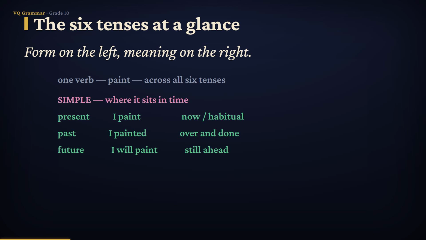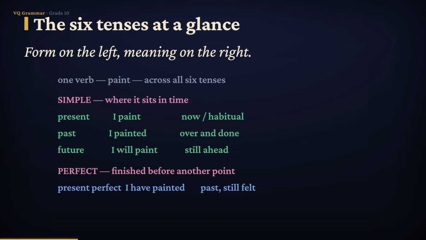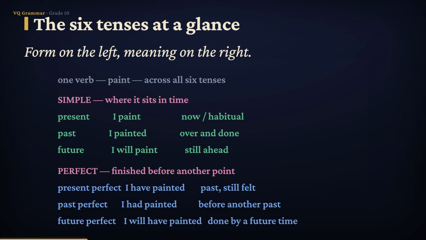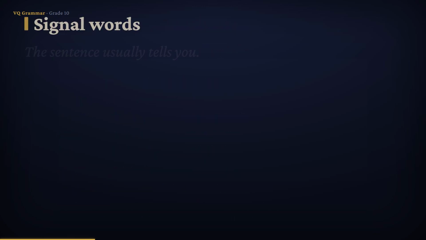Now the bottom half, the perfect group. These add a second idea. The action is finished before some other point in time. Present perfect, I have painted. It happened in the past, but it still touches now. Past perfect, I had painted. It finished before another past event. And future perfect, I will have painted. It will be done by a future time. Look at how the helping verbs give it away. Have, had, will have.